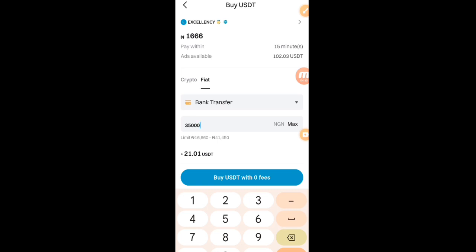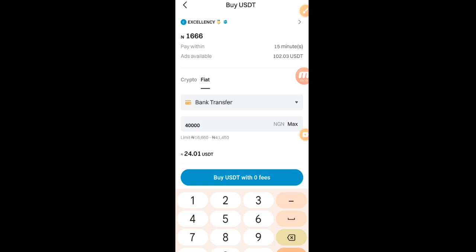So okay, if I say not 35,000, let me buy 40,000 Naira worth. If I put something like 40,000, it gives me $24 or thereabouts.